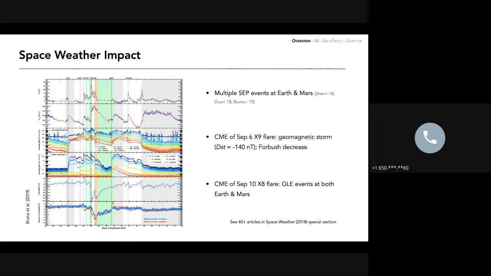And the decay of the valley of the neutron counts on the 8th is actually from the Forbush decrease from the magnetic cloud. There are about 40 articles on this active region alone in space weather, and I estimate in total there are probably over 100 articles on this active region. So lots of studies. Next slide, please.